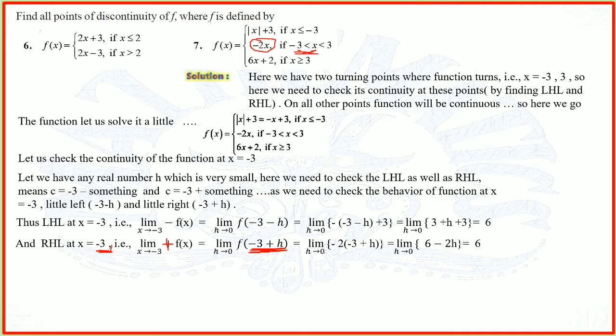So the limit as h tends to 0, as I had already explained how it comes. Then minus 2, here it is minus 2, outside, and inside is x, and x means minus 3 plus h. Multiplying inside, minus 2 into minus 3 is 6, and minus 2 into h is minus 2h. Then taking the limit as h tends to 0, this minus 2h becomes 0, and then we have 6.